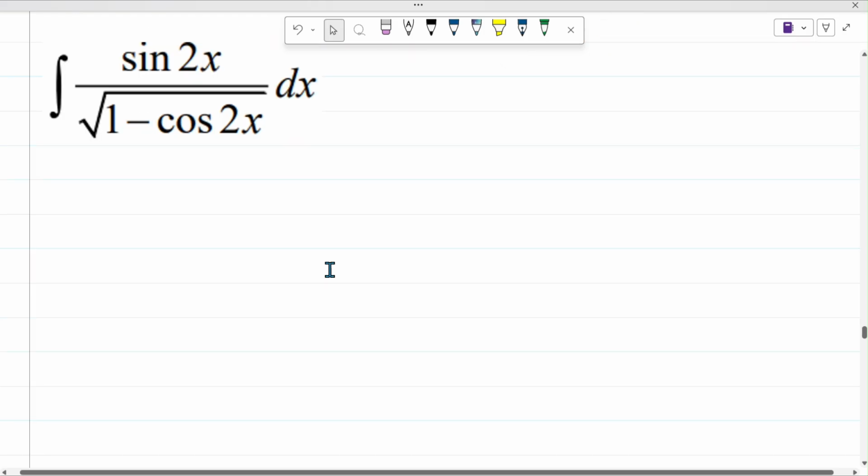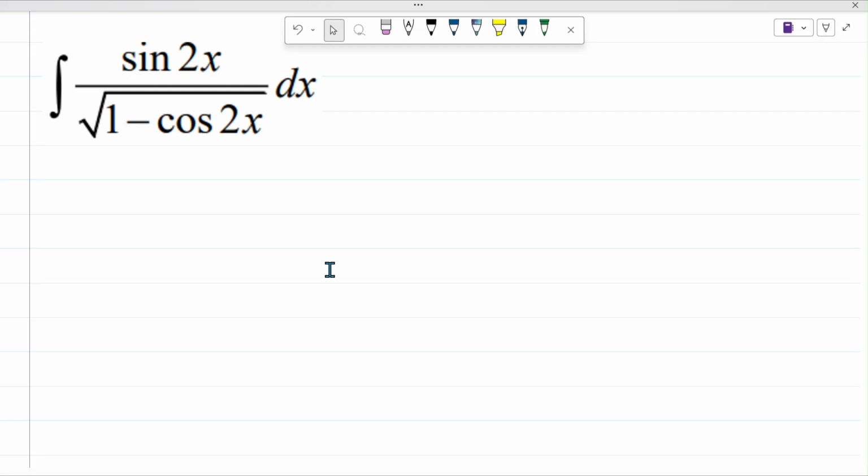Okay, now we've got the integral of sine 2x divided by the square root of 1 minus cos of 2x dx. We can see that definitely there was nothing that was differentiated for us to get this complicated quotient, meaning that we need to do something, we need to cook, yeah, for us to be able to integrate this.